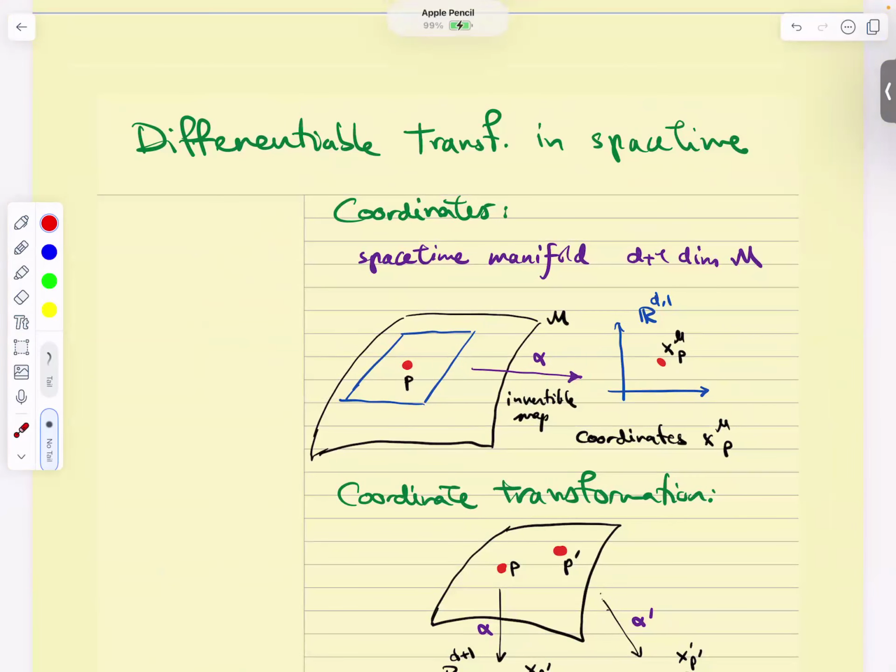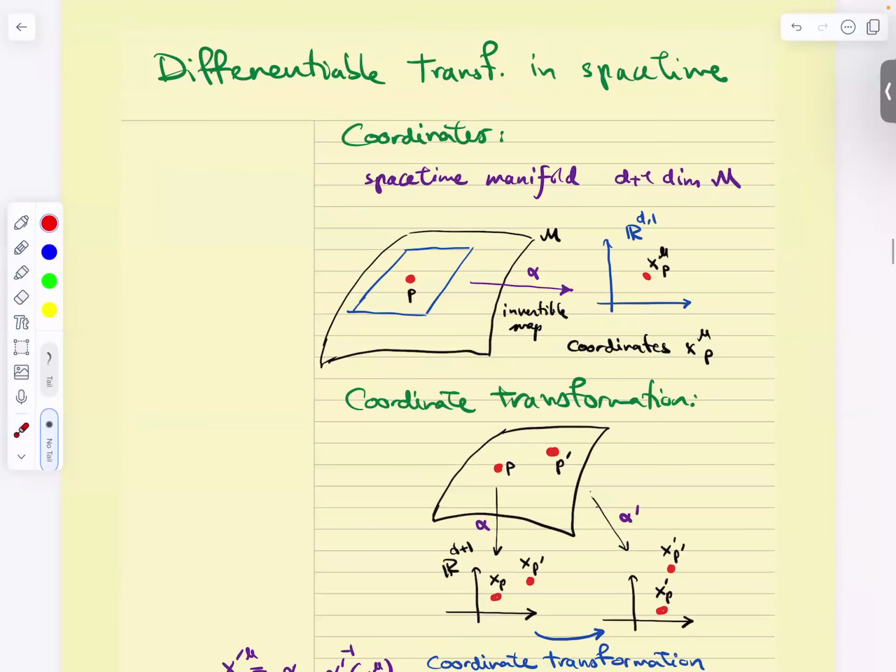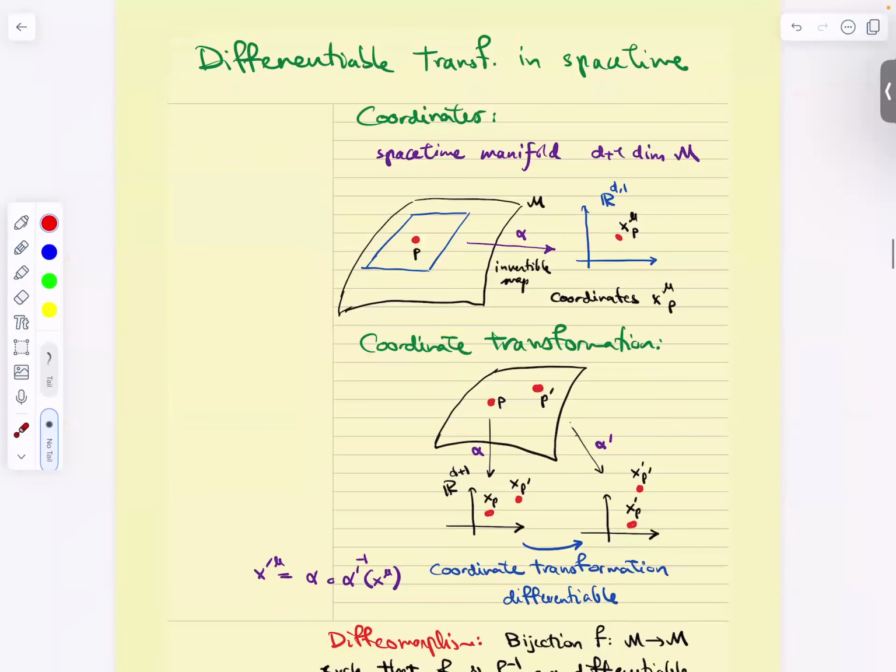Now that I've said that, let's rewind and define what a differentiable transformation in space-time is. As I said, it might seem somewhat abstract, but I absolutely guarantee you it will save you tons of confusion. This I learned the hard way. People talking about passive and active transformation is a headache, right? So here, once and for all, I'm going to try to explain it.